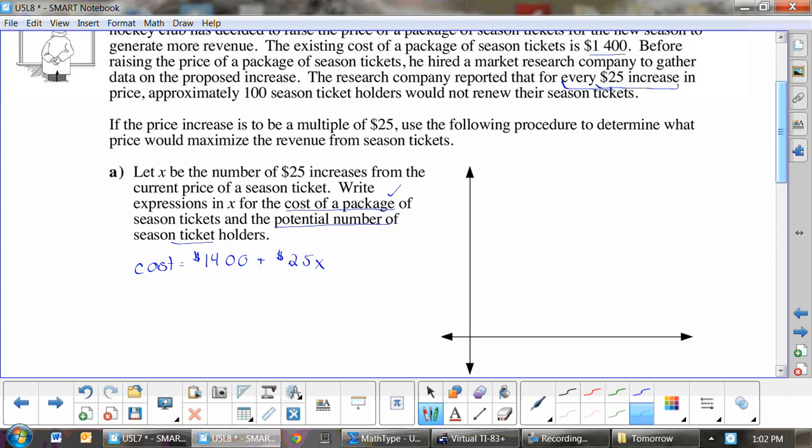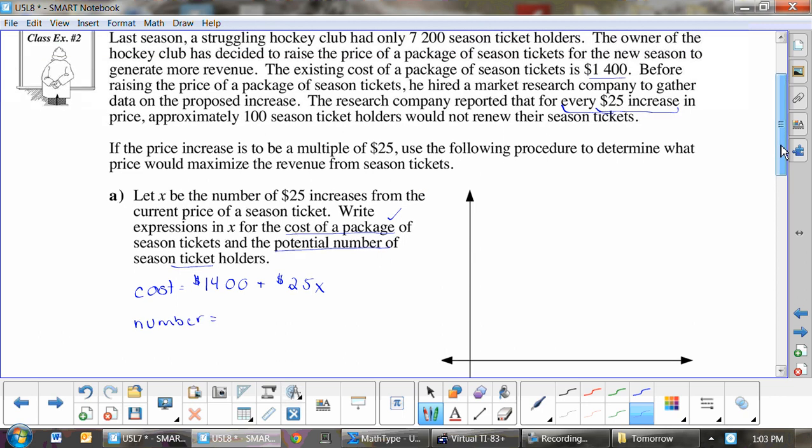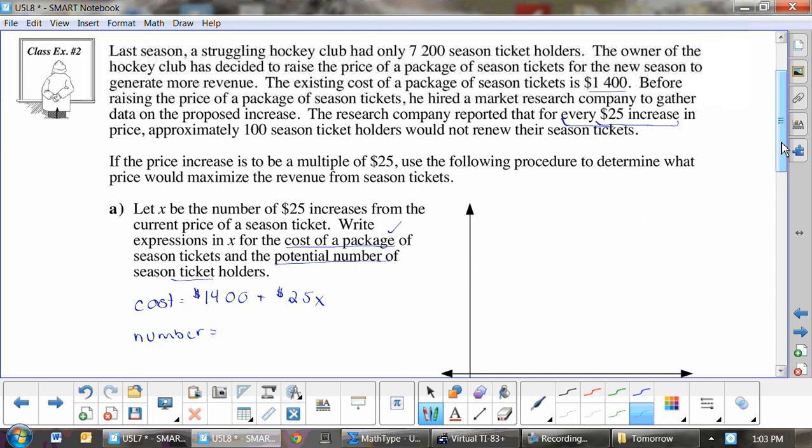And then they say the potential number of season ticket holders. So we'll say number for that. Can someone put up their hand and let me know initially how many people bought tickets? Justin. You got it? And as they increase the price, are the ticket holders going to increase or decrease? Yeah, you got it. They're going to decrease. By how much, Justin? For every 25, so 100x, right? Okay, so these are our two equations.